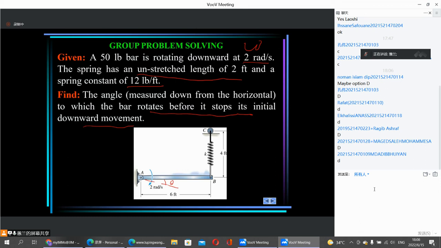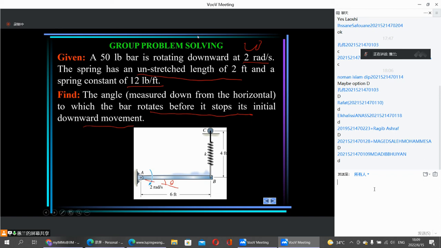We need to find out when it will stop rotating. For AB, if you draw the free body diagram, you will find only the weight and the spring force do work, right? So energy is conserved, and you can just find the potential energy and kinetic energy. The potential energy at the initial position plus the kinetic energy at the initial position should equal the final potential energy plus the final kinetic energy.